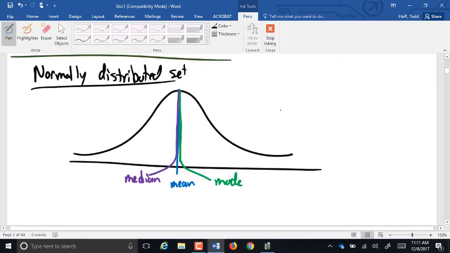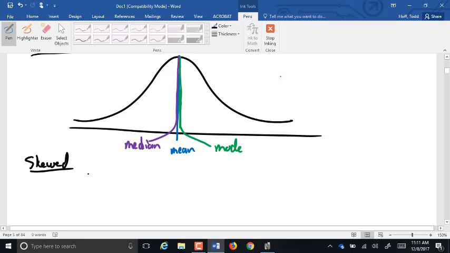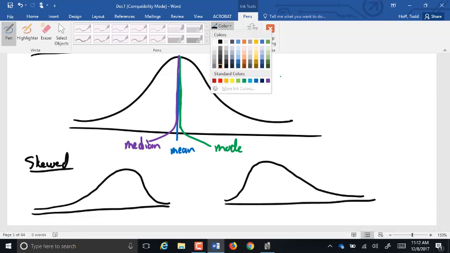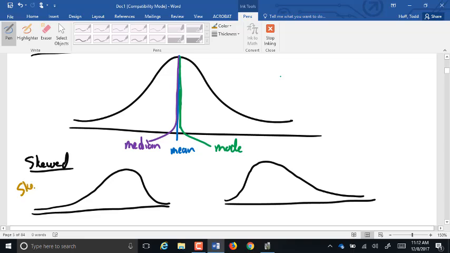Most data is skewed. What skewed means is it's got one tail a little bit longer than the other. Like those two examples. This one over here is considered skewed left because the left tail is stretched out. This is considered skewed right. The right tail is stretched out.